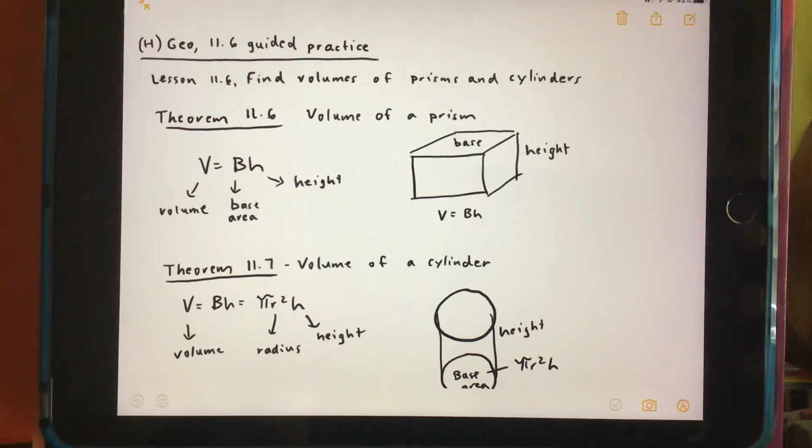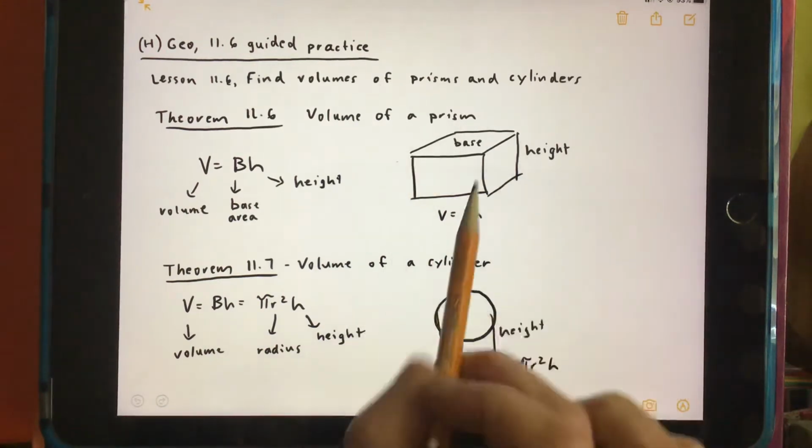So we're going to start with three theorems. Theorem 11.6 talks about how to find the volume of a prism. Remember, a prism is a solid figure that captures all the space between two bases that have exactly the same area. So for our first theorem, the volume will be equal to the base area times the height.